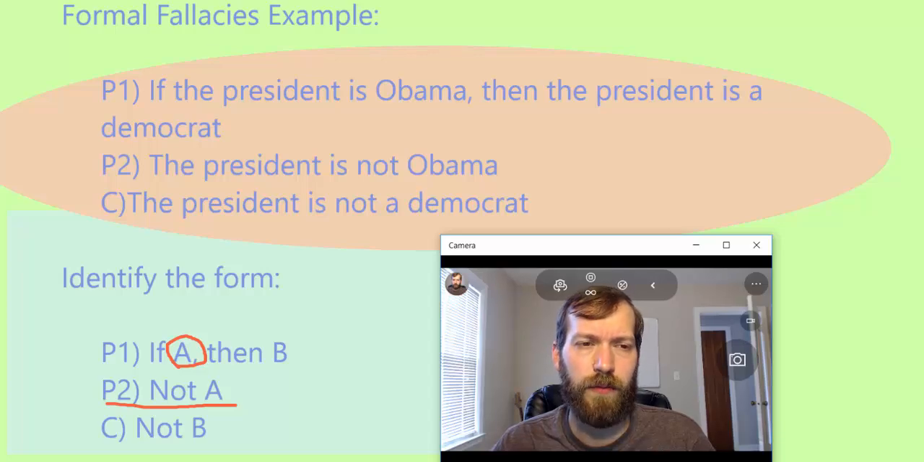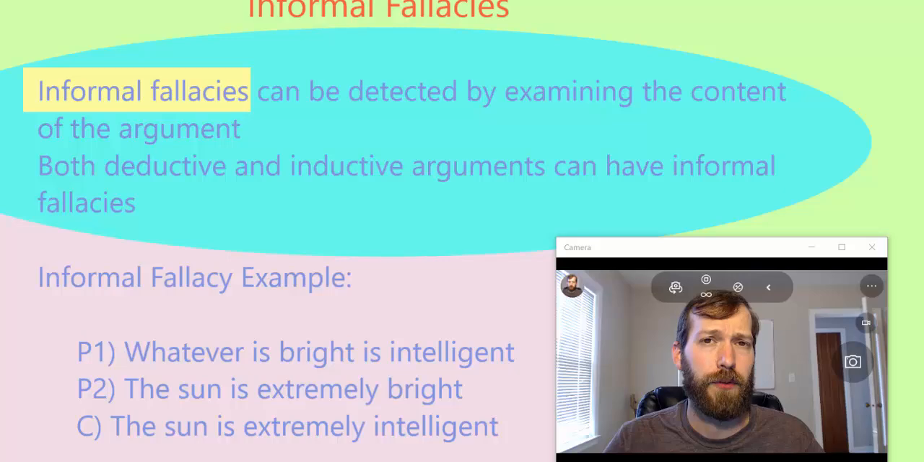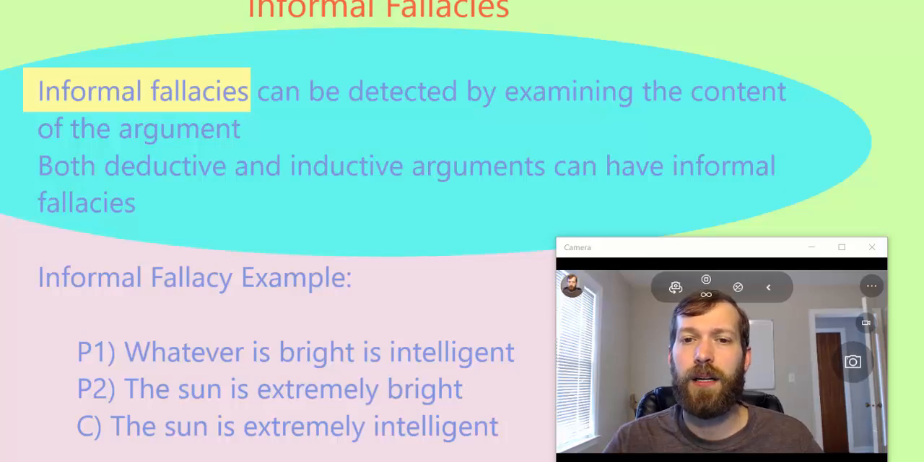We've already brushed up against formal fallacies a little bit. We'll take a much more thorough investigation of formal fallacies later on in the semester. For now, what we're going to do is turn our attention to informal fallacies. With formal fallacies, we have to detect the fallacy by examining the structure. But with informal fallacies, we have to look at the content. So we have to look at what's being said, what's actually being told to us. And since it doesn't rely on the structure, it turns out that both deductive and inductive arguments can contain informal fallacies. So deductive arguments are the only kinds of arguments that can have formal fallacies, but both deductive and inductive arguments can contain informal fallacies.